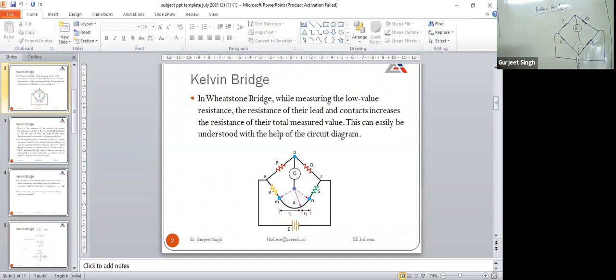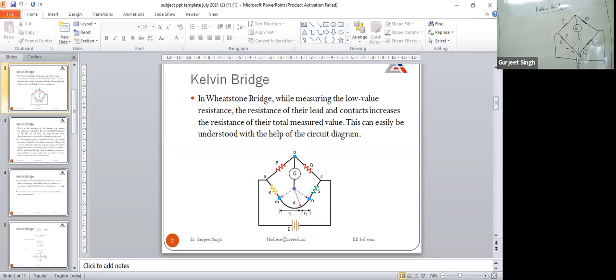So this is the circuit diagram of the Kelvin bridge, which you are seeing on the PPT also. We are not connecting this galvanometer to the point M or to the point N. We will connect the galvanometer to the point D. Because when we connect the galvanometer to the point D, the resistance of this R1 and the resistance of this R2 do not affect the unknown resistance R, which we have to measure.